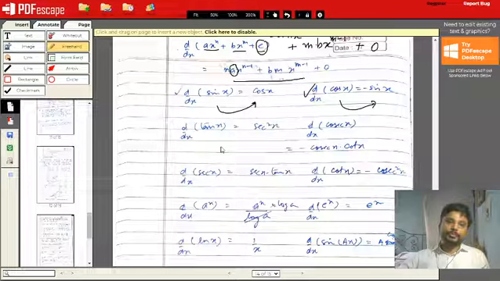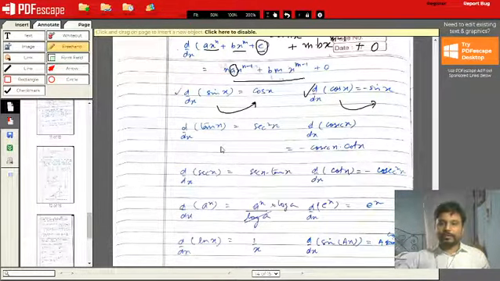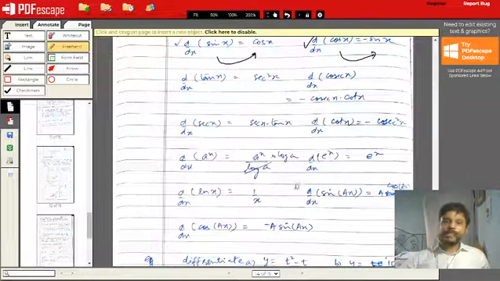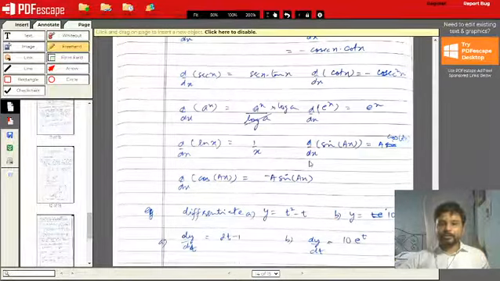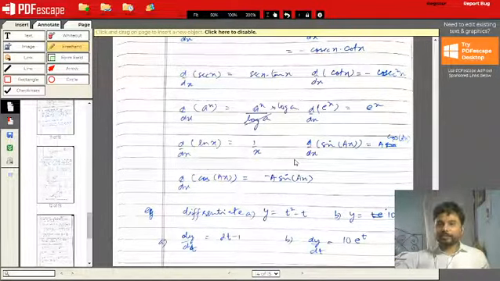The further terms given: differentiation of tan x is sec square x, differentiation of cot x is minus cosec square x, d by dx of sec x is sec x tan x, d by dx of cosec x is minus cosec x cot x, d by dx of e to the power x is e to the power x. So this would be again something which we would encounter again and again.